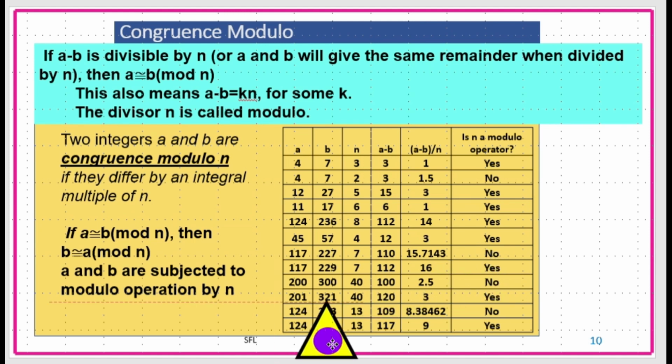201, 321. n is 40. Difference between a and b is 120. Difference divided by n is 3. Yes. 124, 241, n is 13. Difference 117. Dividing by n we get 9. Yes.